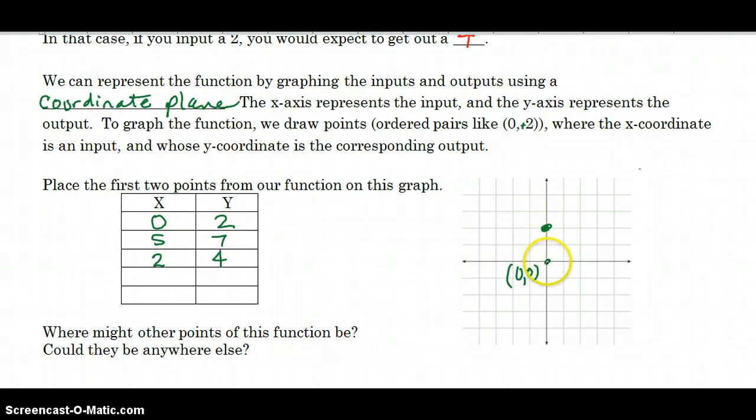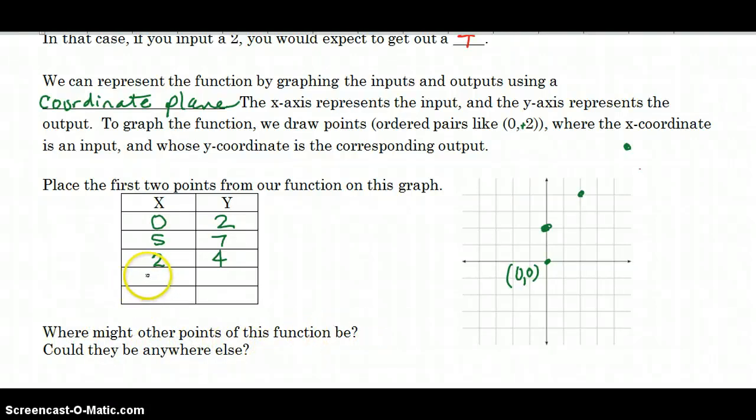So ladies first, the x coordinate goes first. So now we're going to go (5, 7). I think my chart here is going to be a little bit small. 1, 2, 3, 4, 5. 1, 2, 3, 4, 5, 6, 7. I'm going to estimate where 7 would be. 2, 4. 1, 2. Up 4. 1, 2, 3, 4. Okay, so there are those 3 points. Then it says, where might other points of this function be? Well, let's put in a negative number.